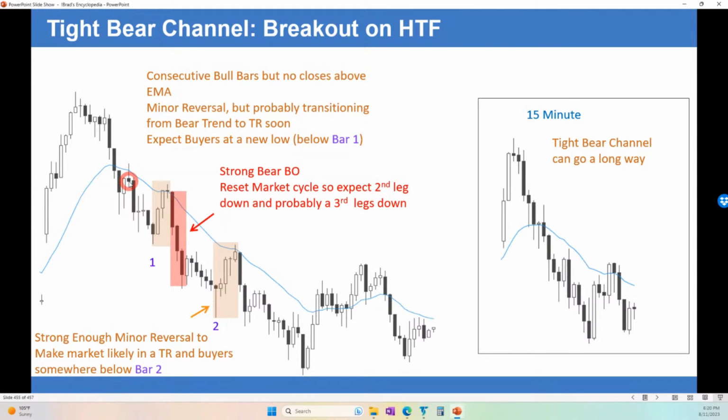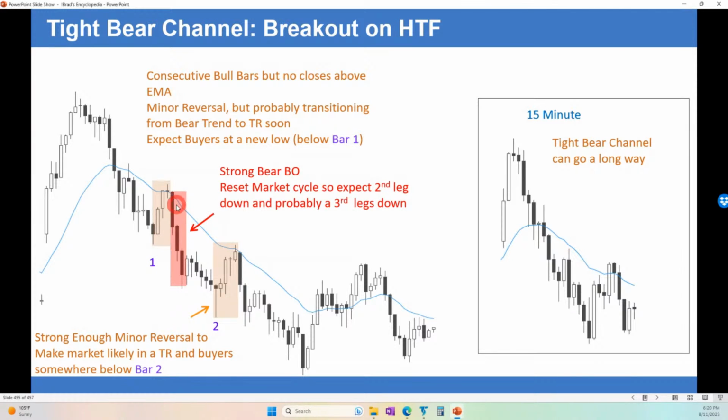That starts to evolve the market into a trading range. Here, bulls making money above bars right here on this box, which corresponds to this right here. So consecutive bull bars right here, but no closes below the EMA, minor reversal, but probably transitioning into a trading range or a broad bear channel soon. So probably transitioning into a trading range from a bear trend. Expect buyers below or at a new low, scaling in lower.